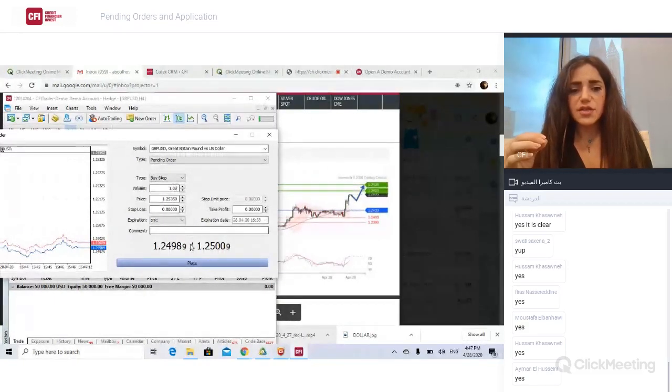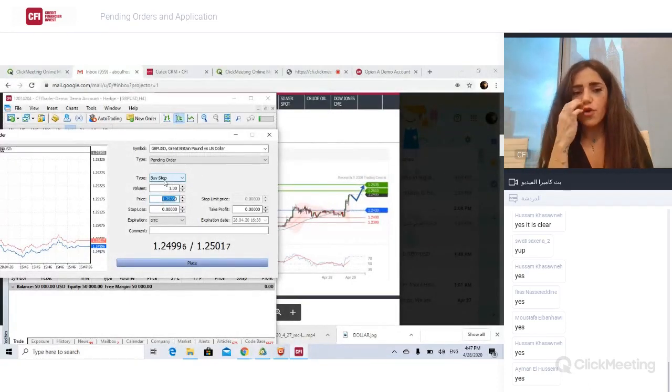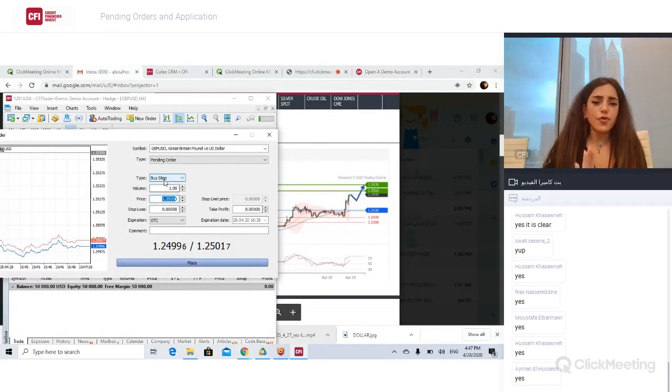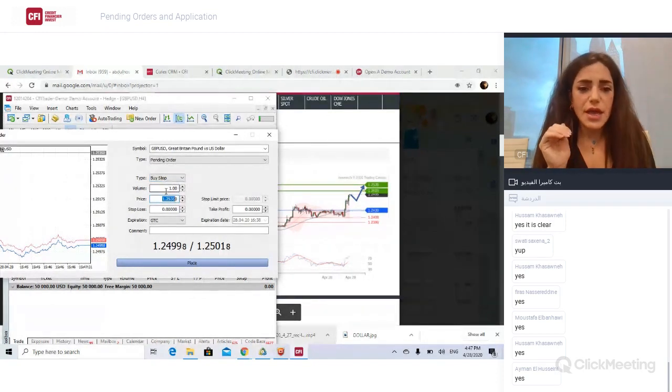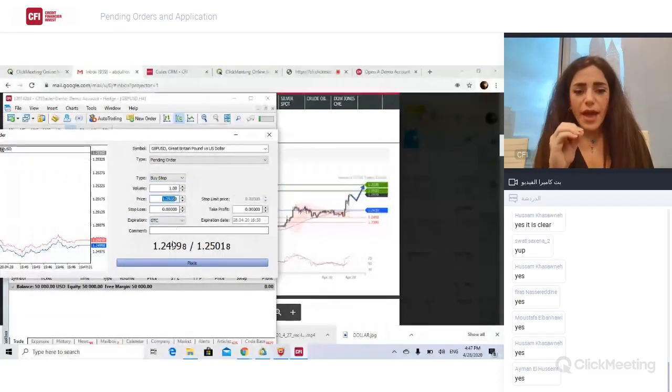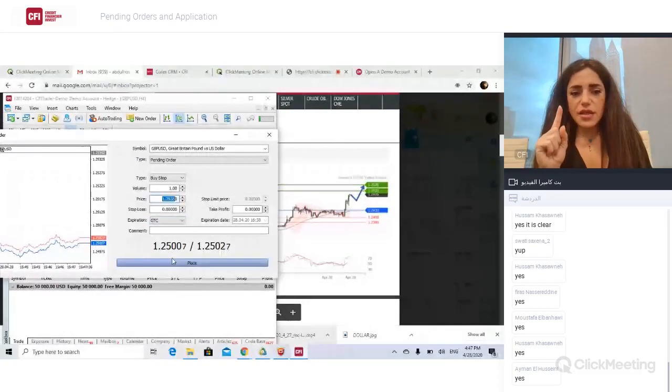The current market price is 1.24925. Okay, I'm setting a price at 1.2535 to buy. At this point, you enter the market with a buy of one lot. I will go for one lot because I have in my portfolio $50,000. Now before we execute, we set the price.